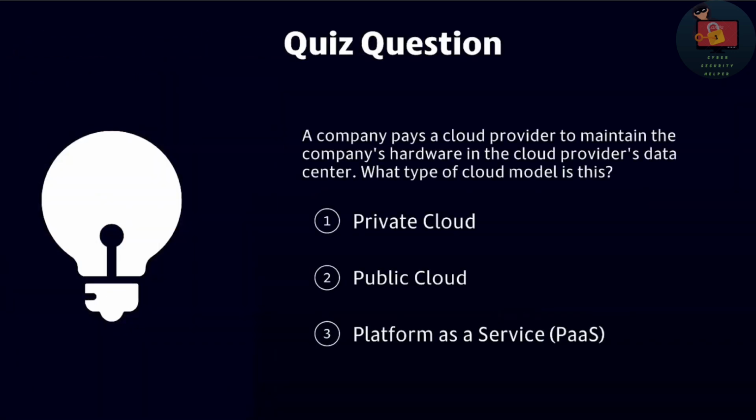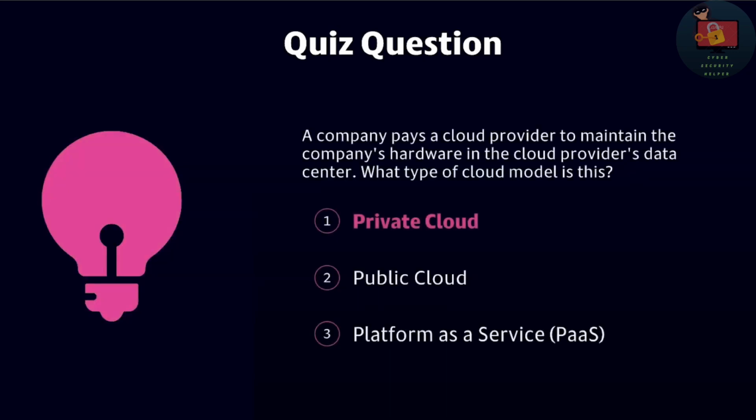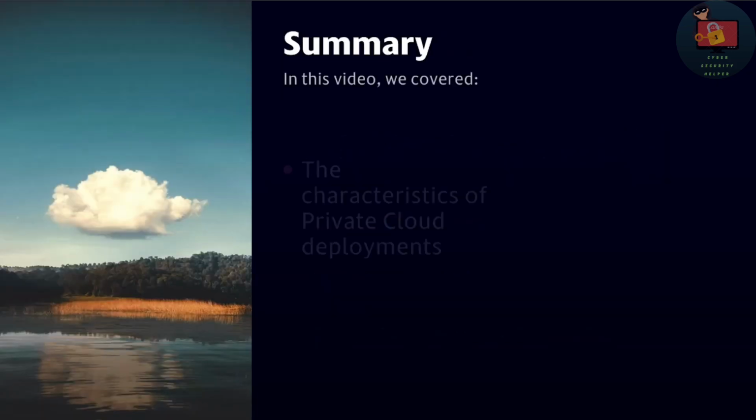Quiz question. A company pays a cloud provider to maintain the company's hardware in the cloud provider's data center. What type of cloud model is this? Is it a private cloud? Is it a public cloud? Or is this an example of platform as a service? If you said private cloud, you are correct. Although a customer can pay for dedicated hardware that belongs to the cloud provider, they can also pay the cloud provider to maintain their hardware in the cloud provider's data center. That is also private cloud.